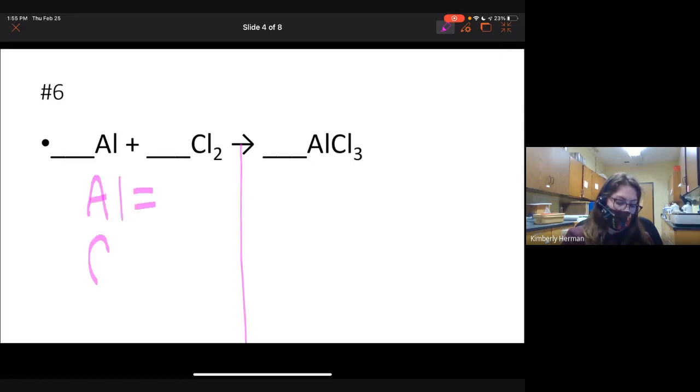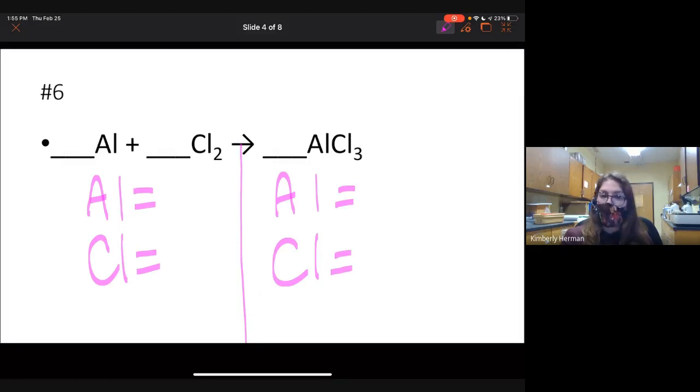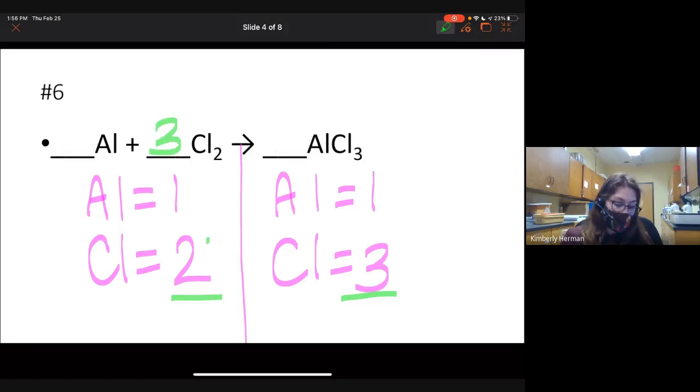Okay, number 6, find your arrow, draw a line down. Al is equal to how many? Cl is equal to how many? Then write the same exact list on both sides. Al is 1, Cl is 2, Al is 1, Cl is 3. So yet again, we have a 2, 3 situation. So we're going to need a multiple of 6. So we need our 3 here, which changes it to 6. And we need to put a 2 here.